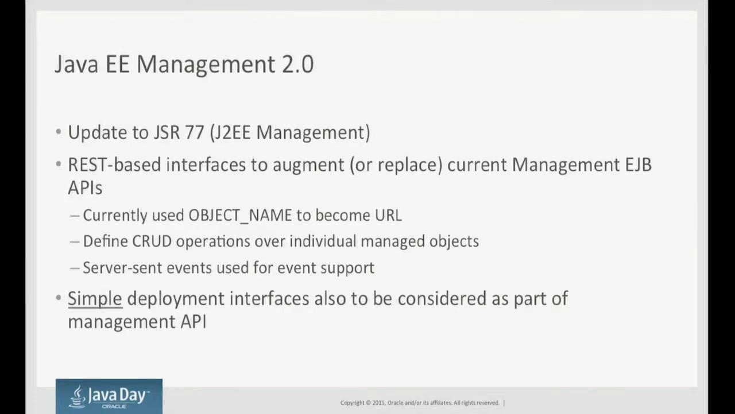The idea is that we would provide equivalent functionality, perhaps even more functionality, but with REST-based APIs, which are indeed more appropriate for use in cloud environments. And our spec lead would also like to address the issue of providing simple deployment interfaces. We don't want a replacement for the entire old deployment API, but we'd like to do something simple that's highly usable in the area of deployment.